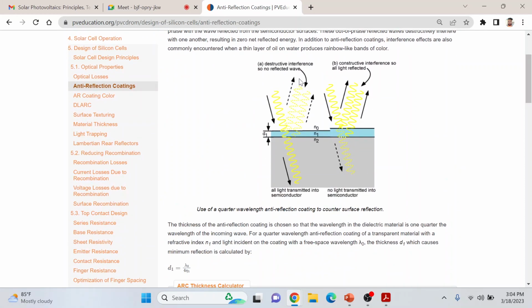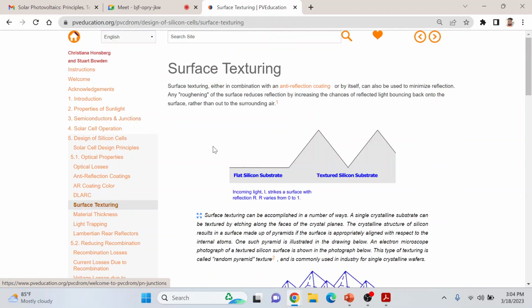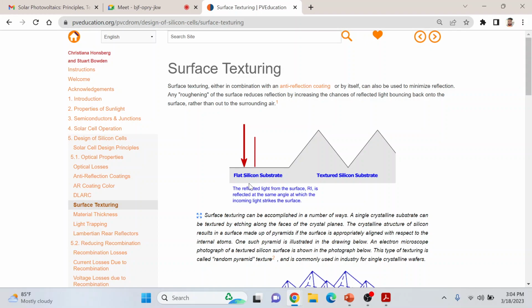If there is destructive interference occurring, then there is no reflected wave. If there is constructive interference occurring, then all the light is reflected. So all these parameters you have to take into account. And what happens in texturing, as you can see in a textured surface, rather than the light being lost, the refracted light can strike other surfaces. So this is the concept of texturing.